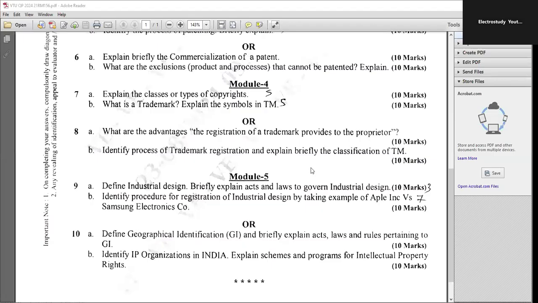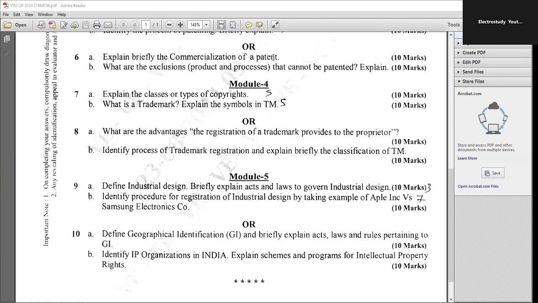We have been discussing part 2 of the previous year question paper 2024, June-July. The subject is RM and IPR. Moving on to module 4, we'll be discussing question number 7A: explain the classes or types of copyright. I'll take you to the content.